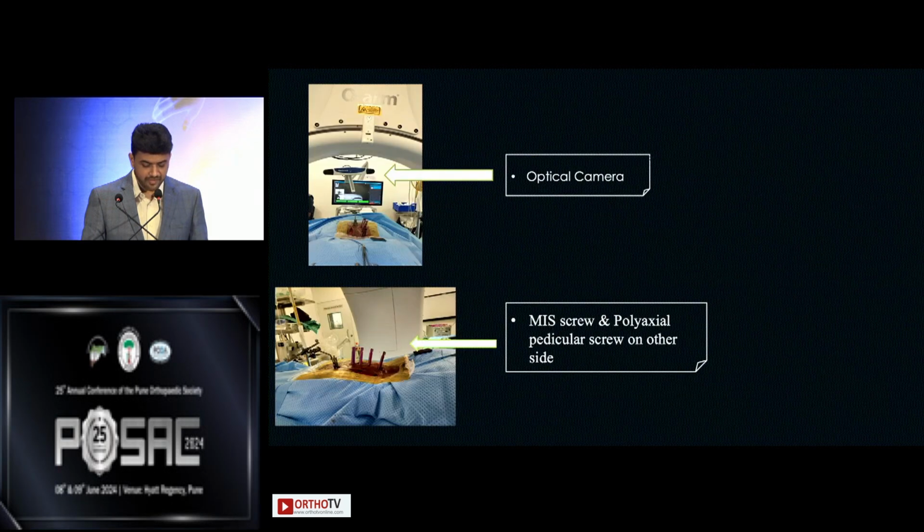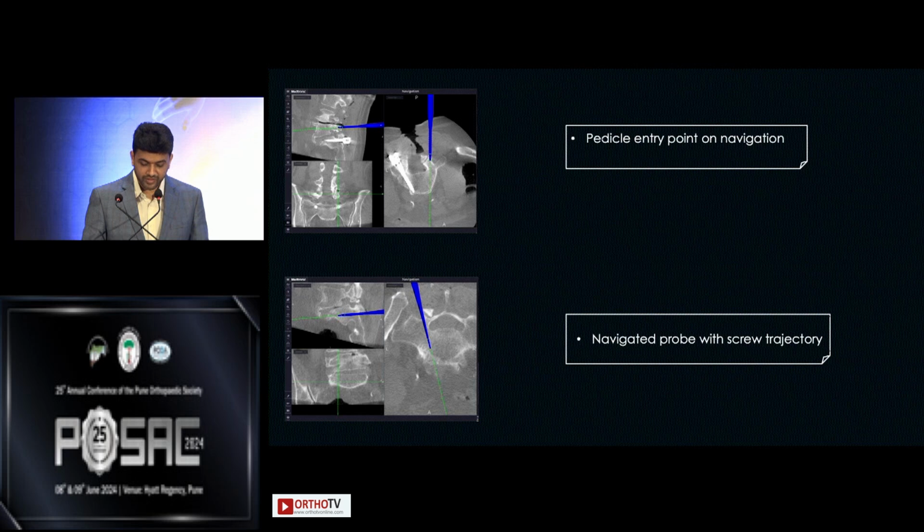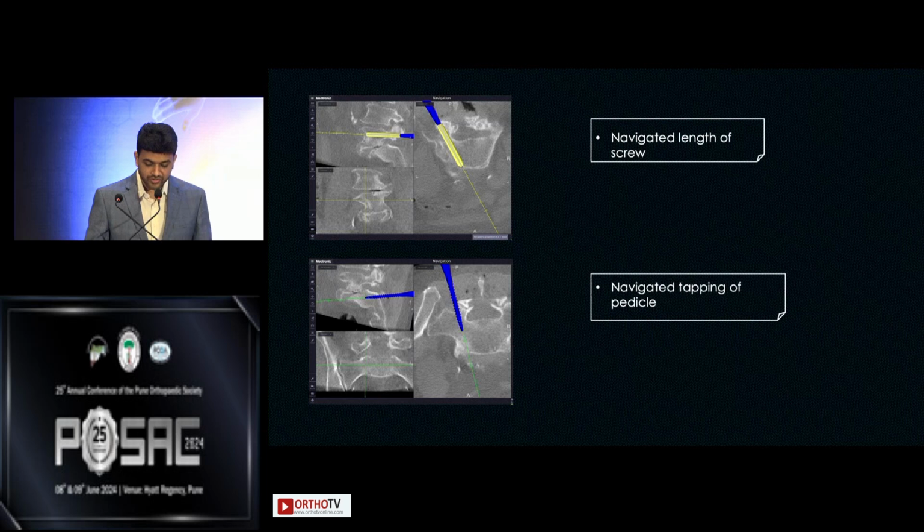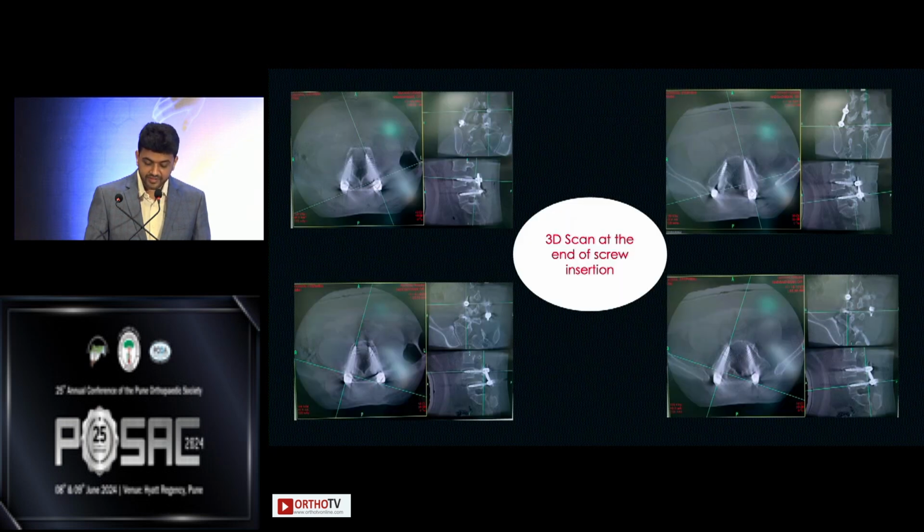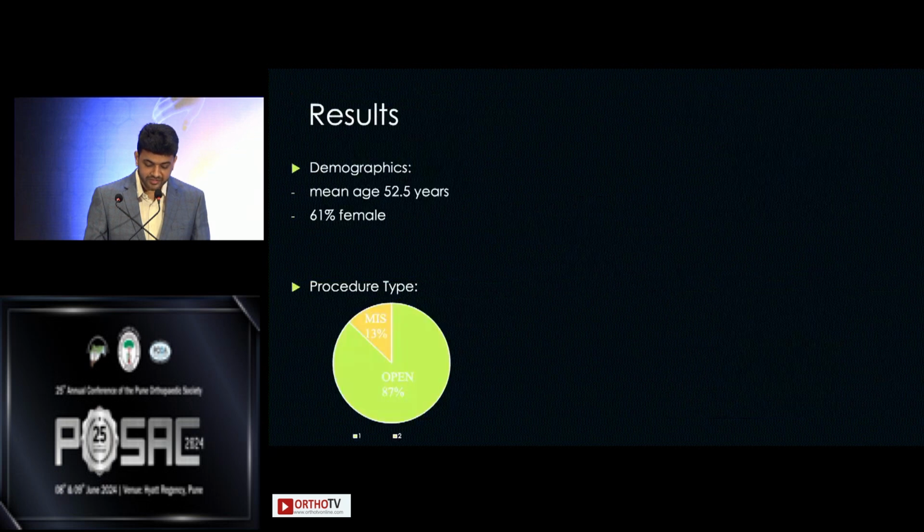This is an optical camera image showing the MIS screw and the polyaxial pedicle screw. Then the images show the pedicle entry point and the navigated probe with the screw trajectory. In this image we can accurately determine the length of the pedicle screw to be inserted, then navigated tapping of the pedicle so that we can see the sagittal and coronal images, medial, superior, inferior as well as lateral walls. All walls can be seen. Then a 3D scan at the end of the screw placement to assess for breach.